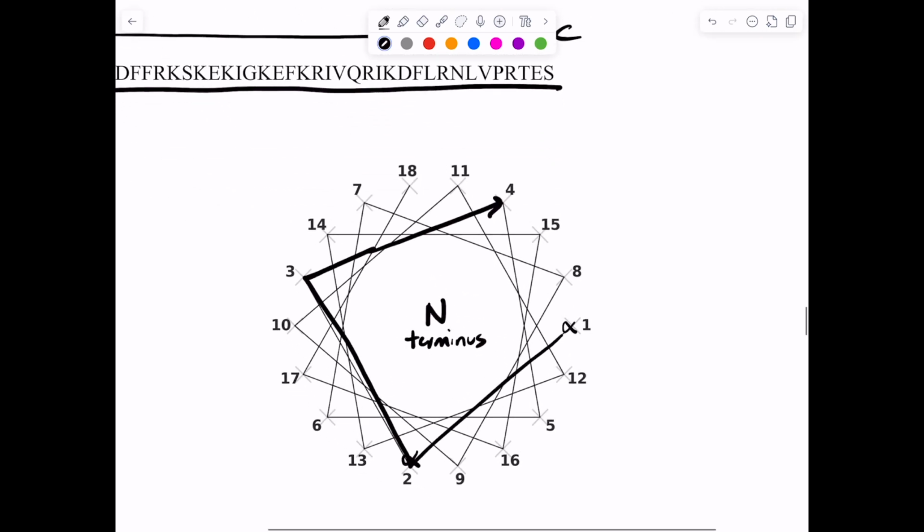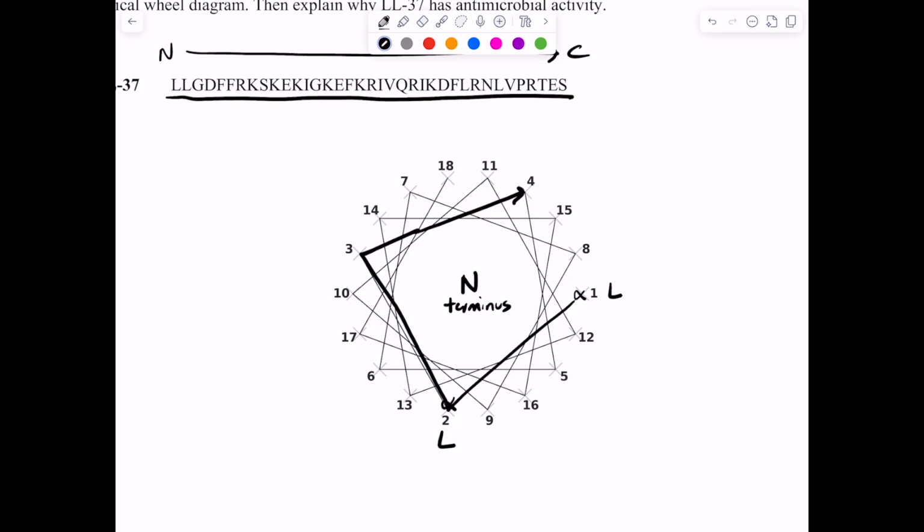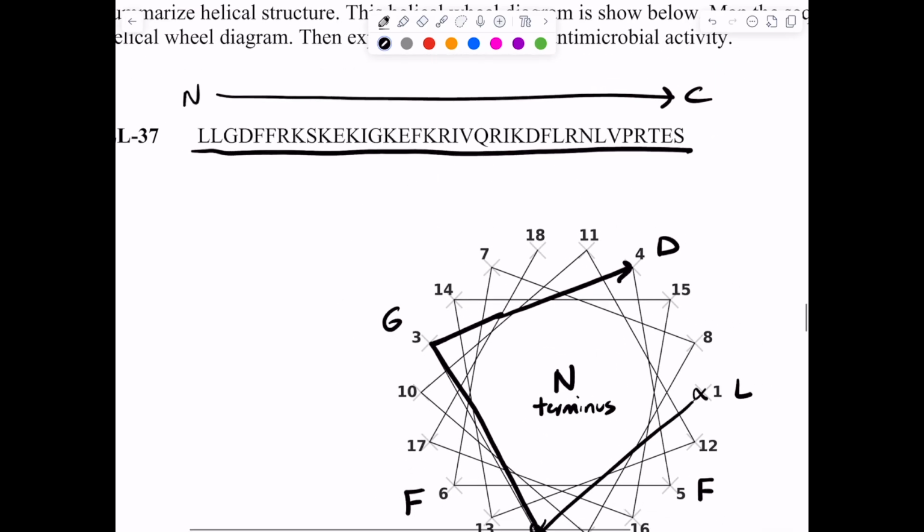And what you're going to do, at each position, you're going to write the amino acid. So let's see, you should start with the leucine at the N terminus, L, then G, and then D. Then you go to residue 5, F, then residue 6, F, and so on. So take just a couple of minutes. It's easy to get lost in the sequence, so I'll number every so often the amino acids for you.